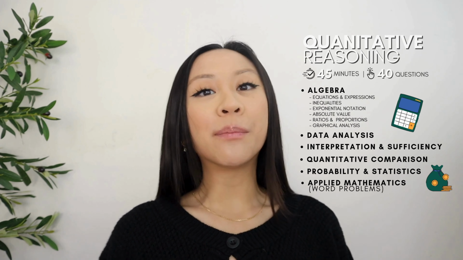The quantitative reasoning section is 45 minutes long and consists of 40 questions. The topics covered within this section can include algebra, data analysis, interpretation and sufficiency, quantitative comparison, probability and statistics, and applied mathematics or word problems. Alright, so that wraps up your OAT exam.